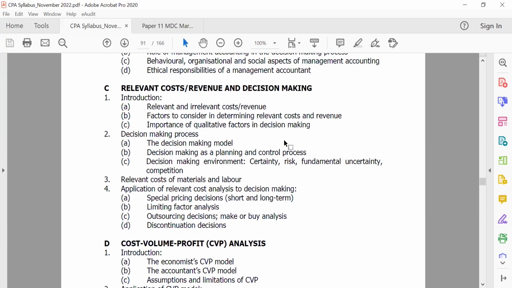And then the importance of qualitative factors in decision making. One of the things that we said when we were starting this paper is that accountants are going to provide management with both financial and non-financial information. So when it comes to decision making, these two things are important.